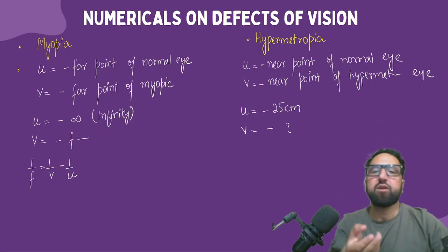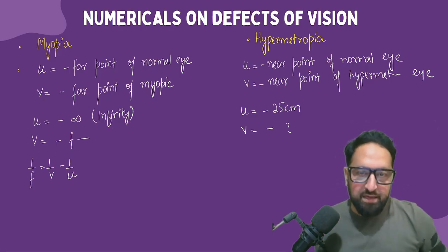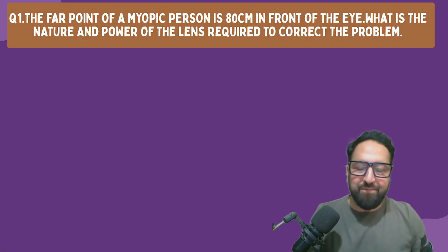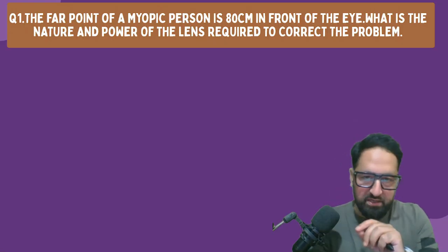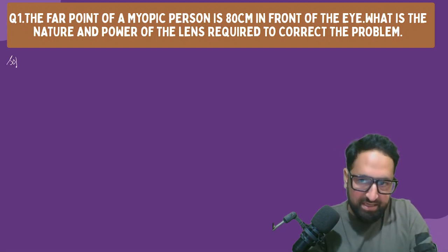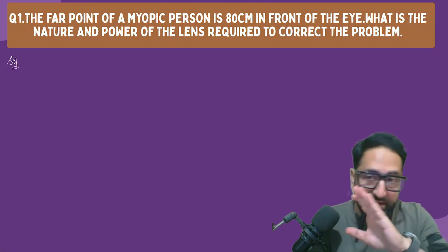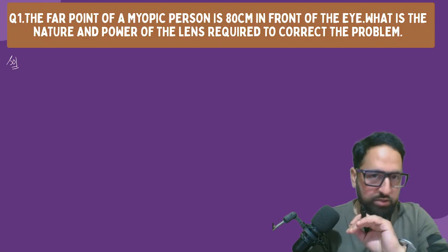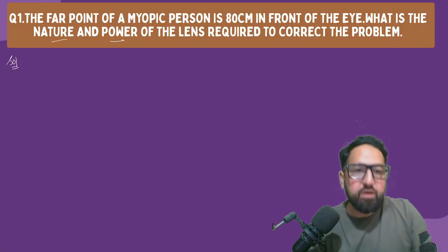And if you know F, you can calculate the power. Okay. So now, isn't it easy? Yeah. So now let us apply this in the questions. Okay. Very good. Question number 1 says, the far point of a myopic person is 80 centimeter. So there is one thing which is clear, that the person is suffering from myopia. So I don't need to diagnose it. It's very clear. And the far point of this very eye, of this myopic eye, is 80 centimeters. Okay, in front of the eye. What is the nature and power of the lens required to correct the problem?